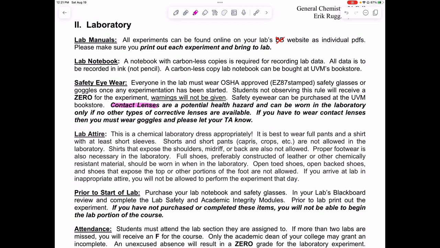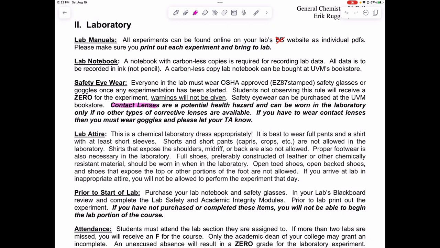Most people that have contacts actually have a spare set of glasses, and that's what I would wear, a spare set of glasses. Then you can choose with a spare set of glasses whether you want to wear the goggle or whether you want to wear safety glasses that go over your glasses, right? Those are both acceptable. If you are a student that only has contacts, then you have to make yourself aware to the TA, so that they know that you do not have a spare set of glasses.